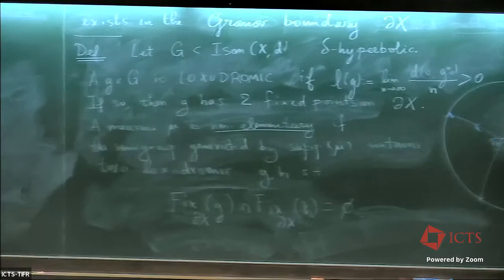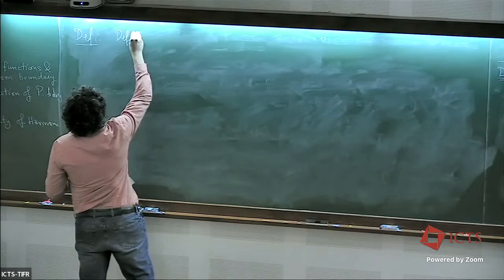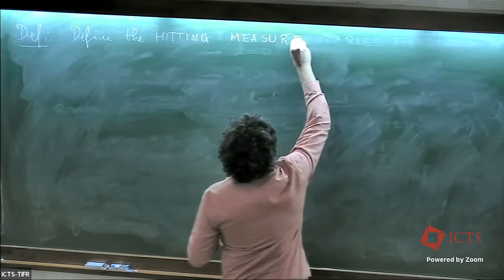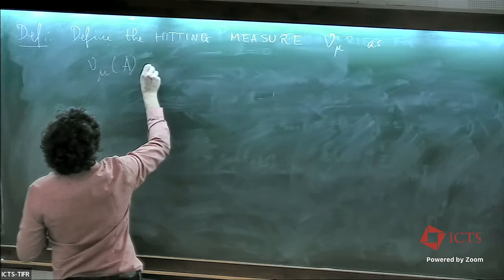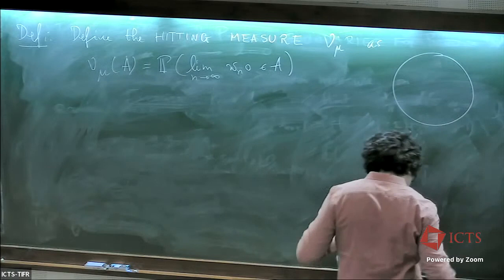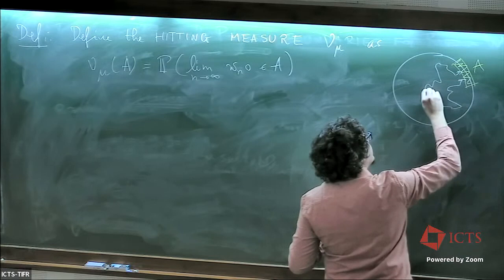Okay, so we define a hitting measure, mu, as just the following: the probability that your random walk will converge to particular subsets. So you just have a subset A, and you just run the walk, and what is the probability that it lands there?